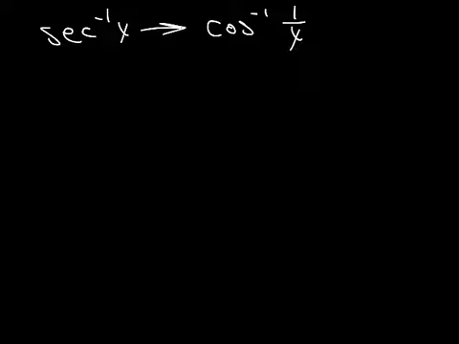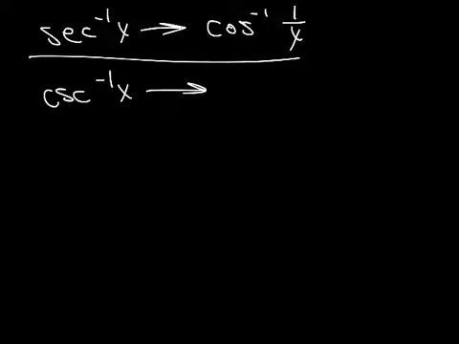So another way to say what we just said, as far as finding the secant inverse of x, is that we're actually going to find the cosine inverse of 1 over x. That might be easier if you write that down. The same is true if we're trying to find the cosecant inverse of x. Write that as the sine inverse of 1 over x. So all you're going to do is take this number, put it in here, take 1 divided by that, and take the arc sine of that.